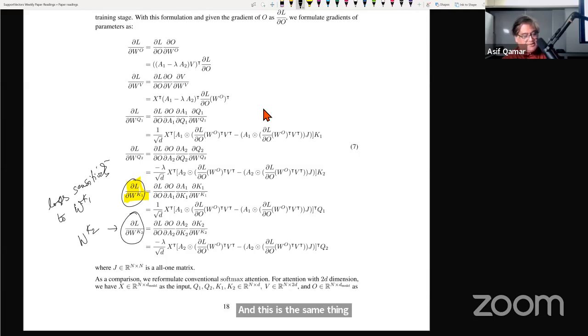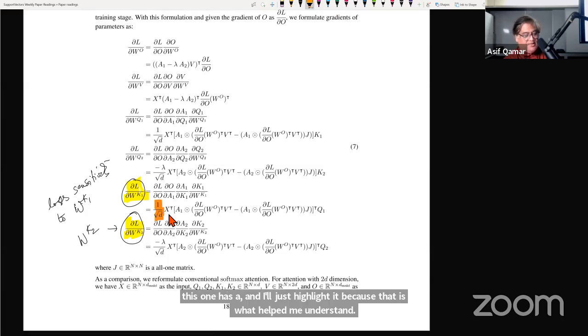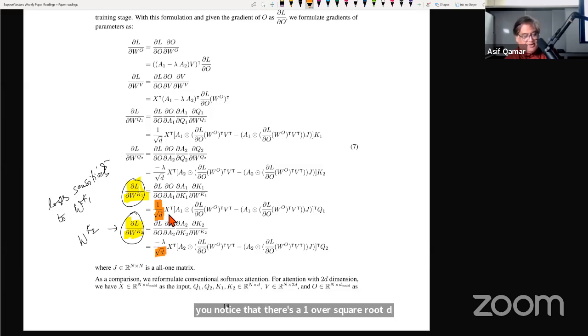Right? So observe something very interesting, and I'll just highlight it because that is what helped me understand. You notice that there's a 1 over square root D, which is also here. But instead of 1, you have 1 minus lambda. Right? So they are, in a way, pulling in opposite directions. Lambda is a positive constant. It's a learnable factor, actually, a parameter, but we'll leave it there.